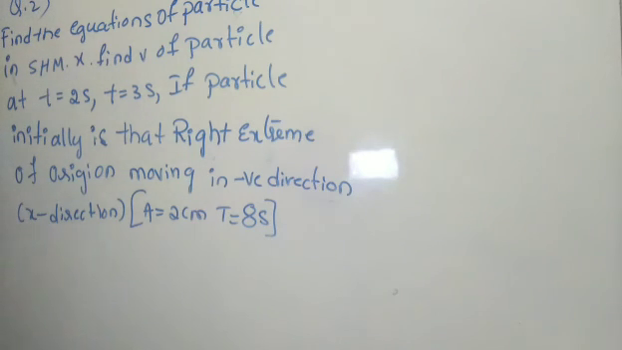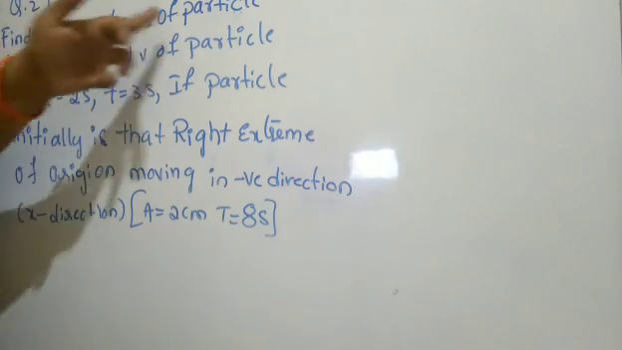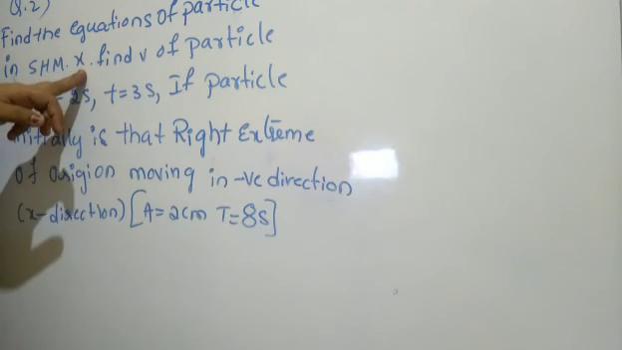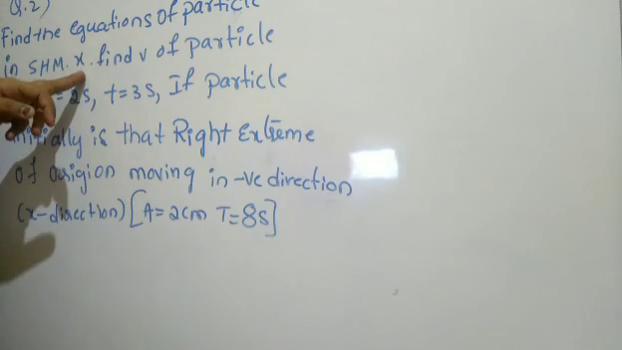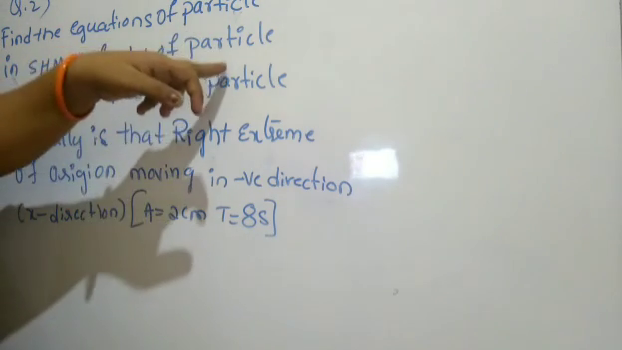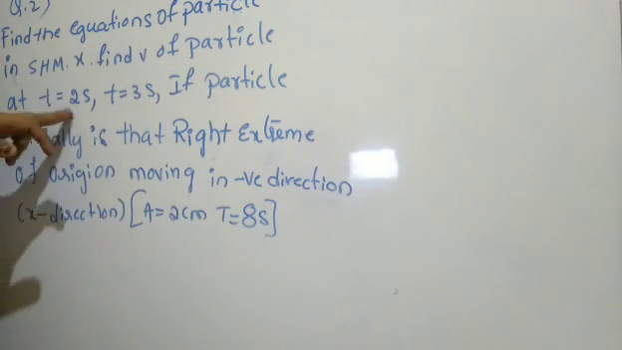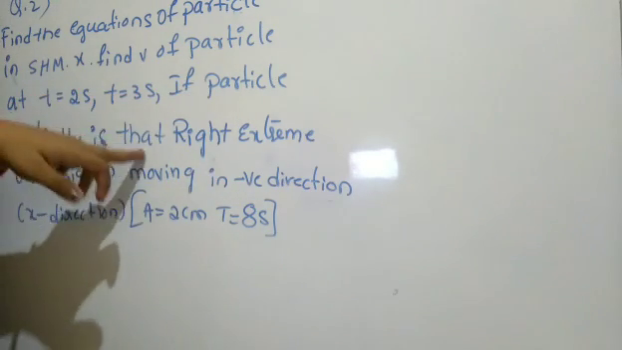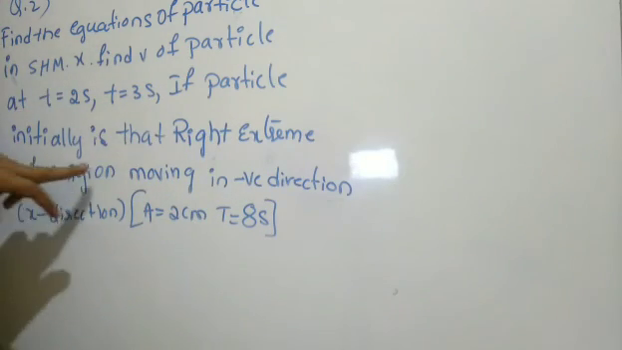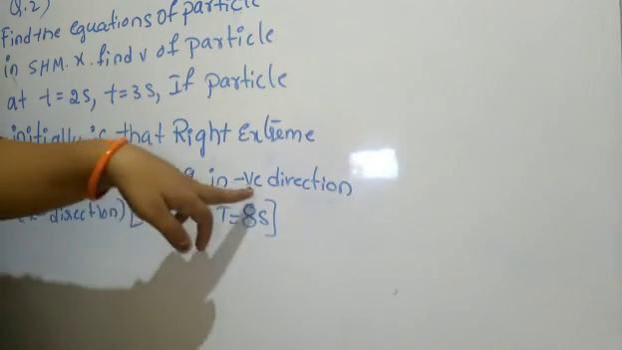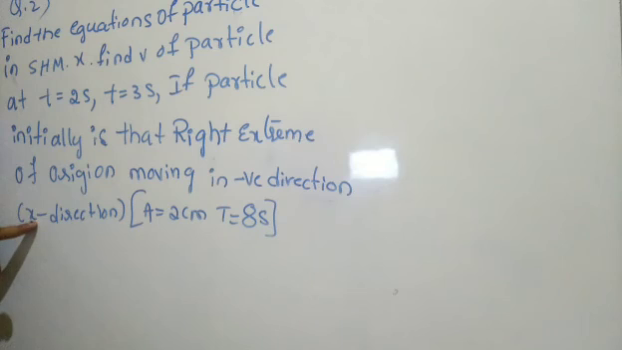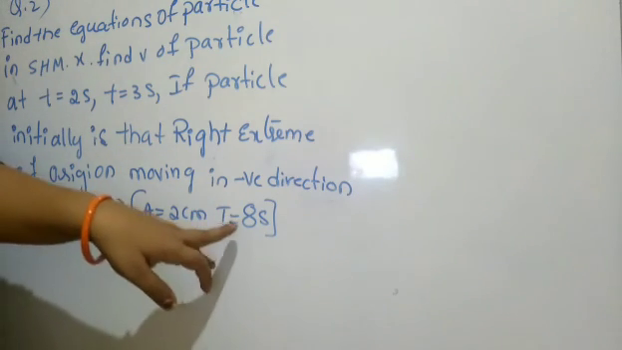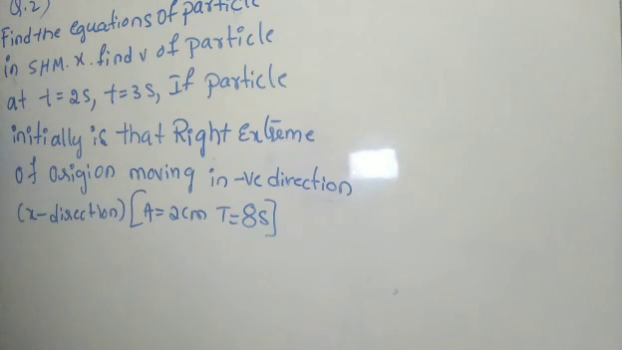There is one more problem I have taken here. Find the equation of a particle in simple harmonic motion, x, you have to find out here. Find the velocity of the particle also at t = 2 seconds and 3 seconds, if the particle initially is at the right extreme of the origin moving in the negative x direction, where the amplitude is 2 centimeter and the time period is 8 seconds.